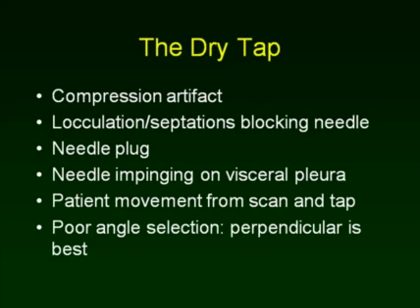If the needle is inserted too far in, it may impinge on the visceral pleura and no fluid will be forthcoming. Further insertion of the needle may result in air in the syringe. The other cause for dry tap is that the patient is moved between the scan and the tap. And then poor angle selection is an occasional cause.